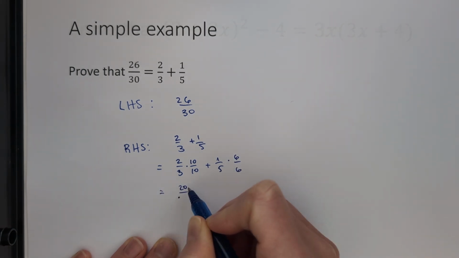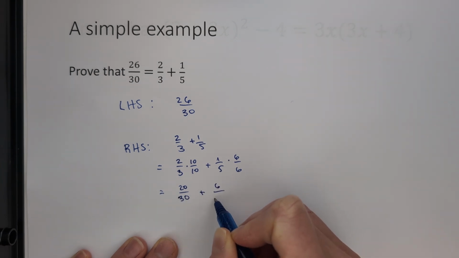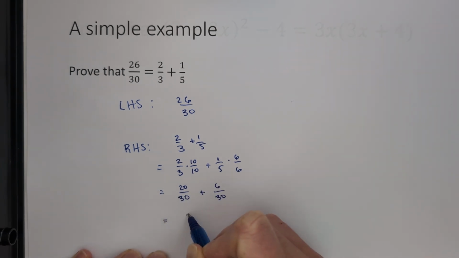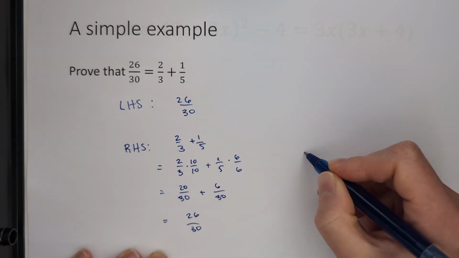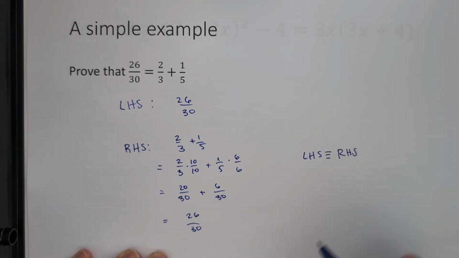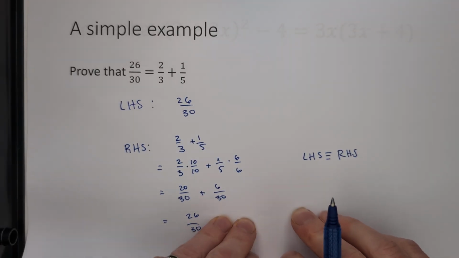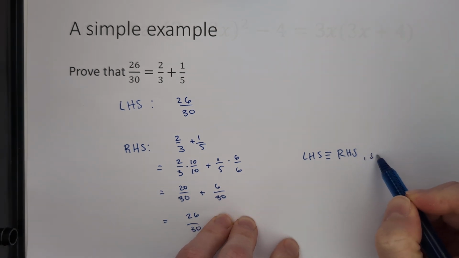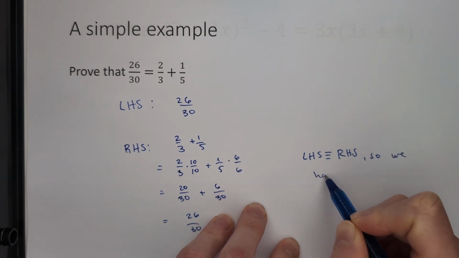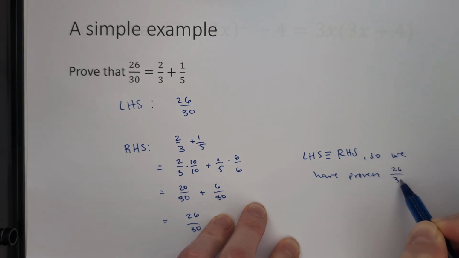These are basic ideas, multiplying and adding fractions together. And because you have that the left-hand side is equivalent to the right-hand side, then you have shown that this is true. Okay, we have proven 26 over 30 is equal to 2/3 plus 1/5.